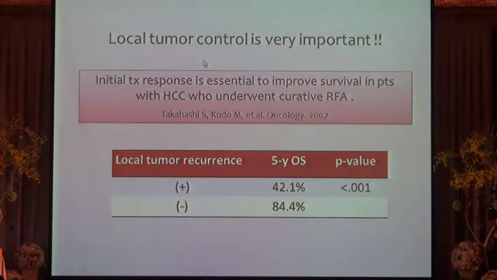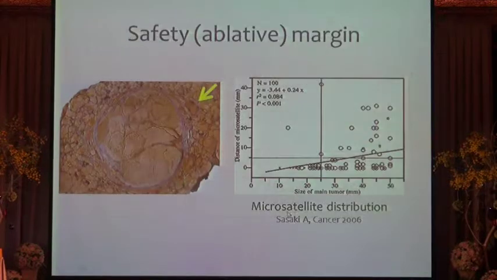Local tumor control is very important. If local tumor recurrence occurs, the 5-year overall survival rate is 42%. But if no local tumor recurrence occurs, the overall 5-year survival rate is as high as 84%.